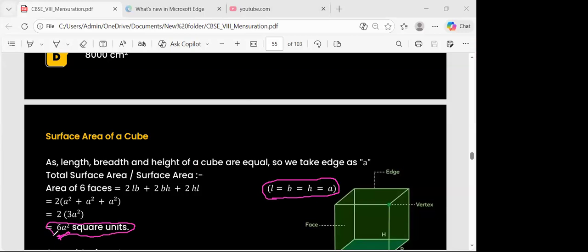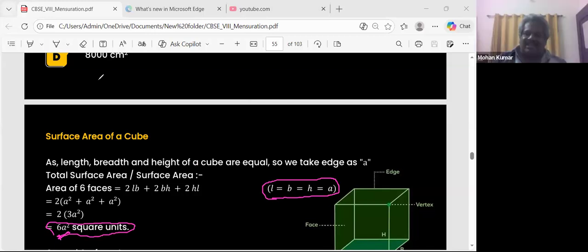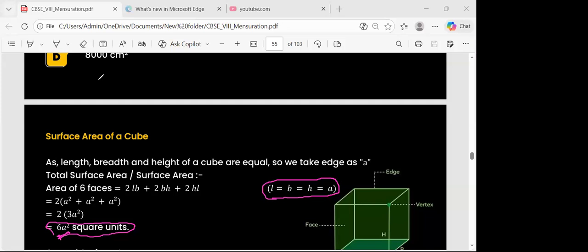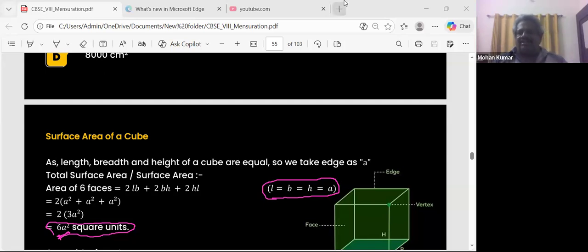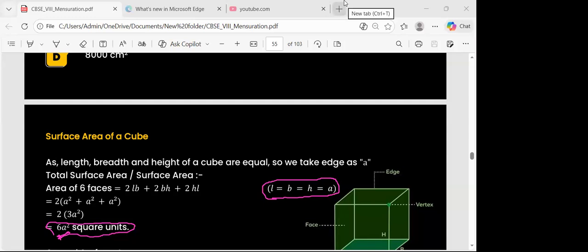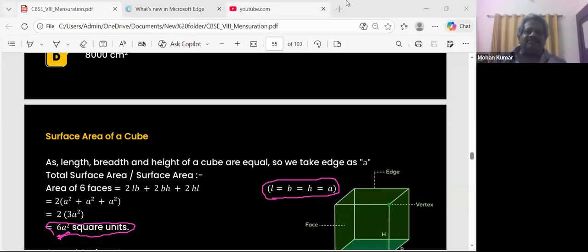Clear? I have a question. Yes, ask. It says 2LB plus 2BH plus 2HL. So that should be 2 brackets A square, right? Yes, A square, because A into A is A square. The B also, A into A is A square. Oh, that's why there's a bracket. Yes, very good. That's right. Now your doubt is clear?